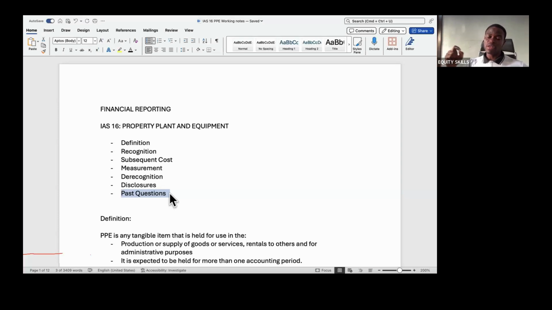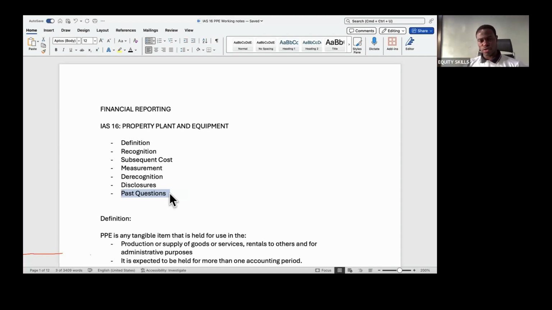They always ensure you achieve your initial lifespan of the asset. So any subsequent costs that will be capitalized must be the ones that will increase the productive capacity of the asset or will increase the useful life of the asset. These are subsequent costs that we can capitalize.